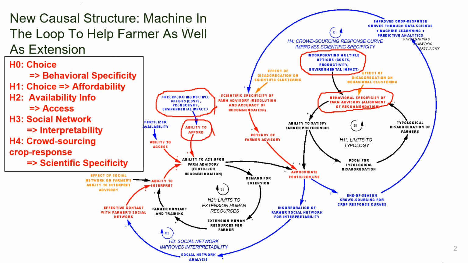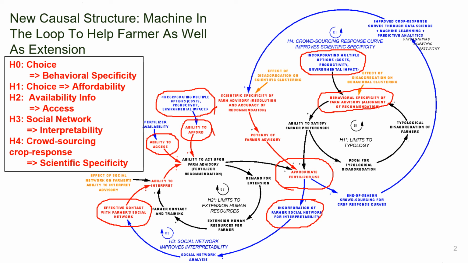The machine can also let farmer know where these fertilizers are available, thereby improving the ability to access what is being recommended. All of this together improves the appropriate use of fertilizers, which, as the machine records, one has the idea of who are the farmers who have similar predicament and choices, and how to connect a given farmer to the most appropriate social network so that their ability to interpret recommendations goes up.